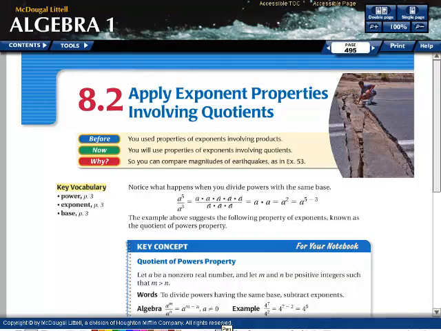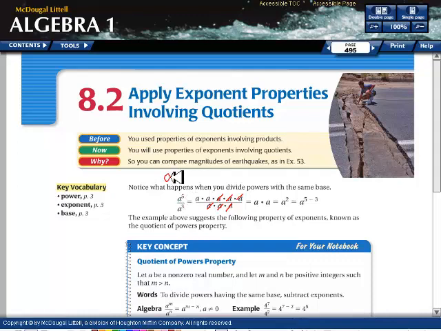So if you have one like this, a to the fifth divided by a cubed. What that means is that you have 5 a's divided by 3 a's. So you cross out 3, and what do you have left? You have a squared, 2 a's left. So how do you get a squared out of a 5 and a 3?